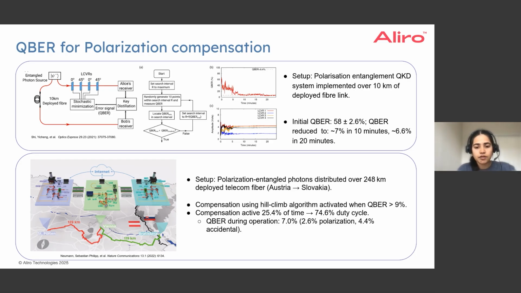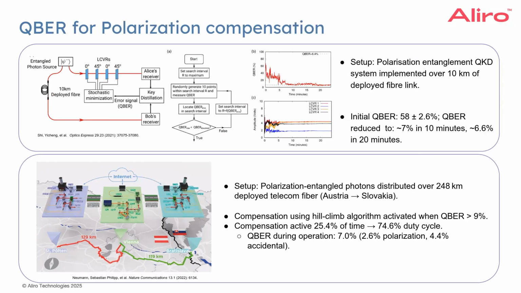Let's see another example for a longer link distance, going about 200 kilometers between the two end nodes. We've seen this example earlier as well in the case of timing drifts. The source node here was located in Vienna, and the end nodes were in St. Polten and Bratislava. In this example, the polarization compensation took a significant portion of the total operational time, close to 25%. So the compensation in this case was only triggered when the QBER exceeded a threshold.